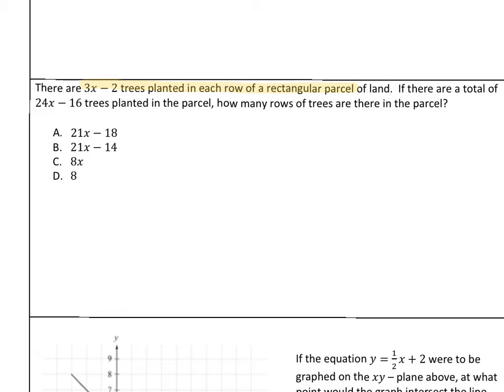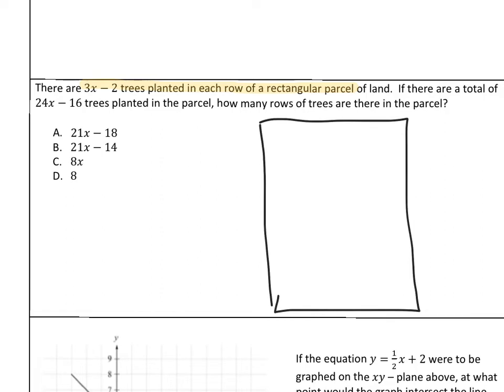We know that all of these trees are in a rectangular plot of land. So let's draw a little rectangle here. And we know that this rectangular parcel of land is split up into rows. And we know that in one row, there are some number that's defined by 3x minus 2 trees. So here's a row, and I know that the number of trees in this row can be found by the expression 3x minus 2. Okay, so this is trees.